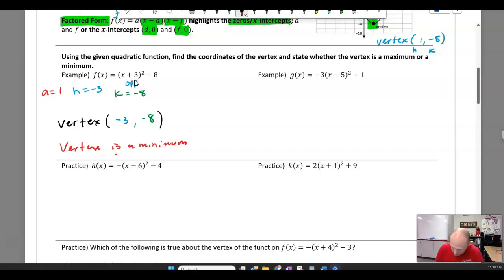And why is it minimum? Because our a value is positive. It is positive, so it's normal. I'm not having any reflection.